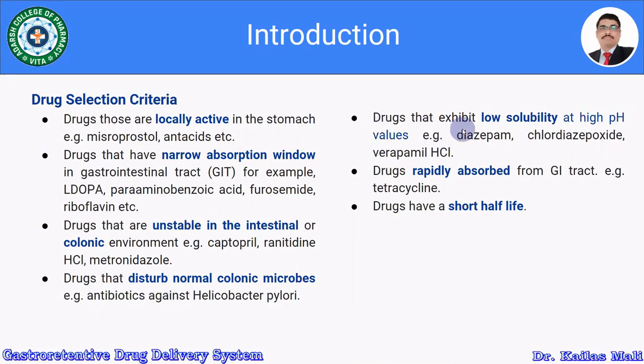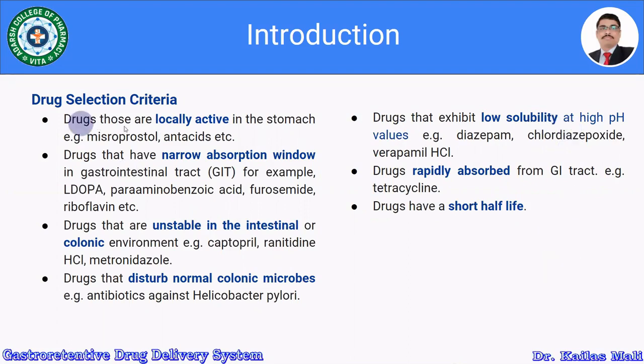Drugs that exhibit low solubility at a high pH value. Suppose the drug is insoluble in the small intestine. Such drugs are suitable, for example, diazepam, chlordiazepoxide, and verapamil. These drugs show good solubility in the acidic environment. Drugs rapidly absorbed from the gastrointestinal tract, for example, tetracycline, and drugs that have a short half-life. So this is the selection criteria for the gastroretentive drug delivery system.